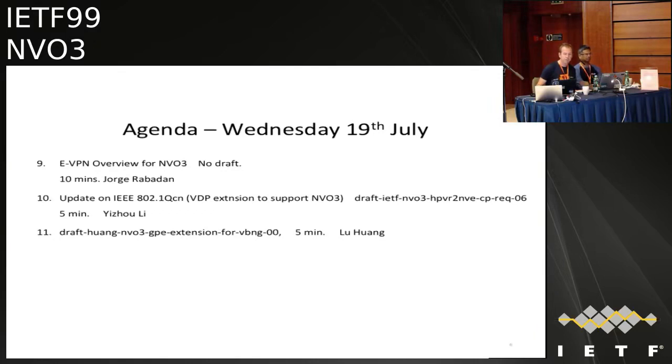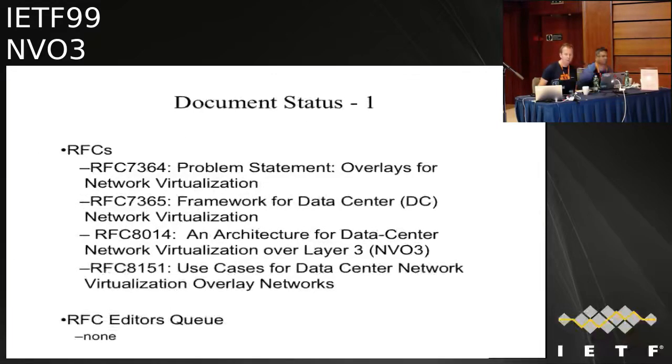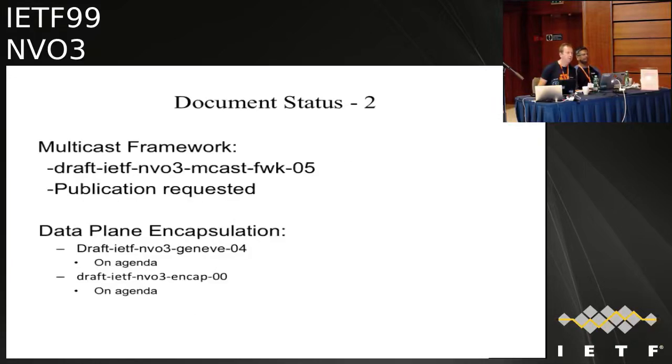Okay, so milestones. We haven't updated these for a bit. The chairs will go in and discuss these. I think we probably ought to update them again. It's about time. Document status: we have one new RFC, 8151, which is the use cases for DC VPNs. Nothing in the RFC editor's queue at the moment. The multicast framework draft went through last call, and we did the publication request, so that's with the AD now.